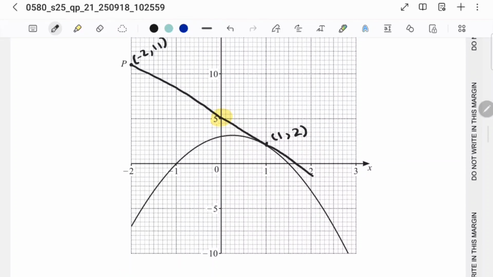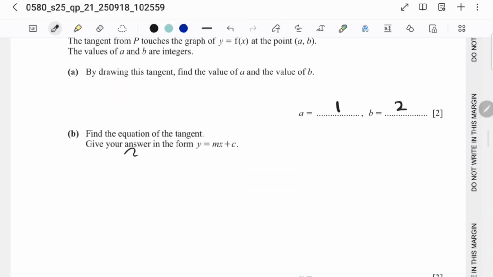Okay, so we have the coordinates minus 2, 11 and 1, 2. And we have the 0, 5 coordinate also, so you can find your answer. If I'm taking 0, 5, then c is equal to 5.